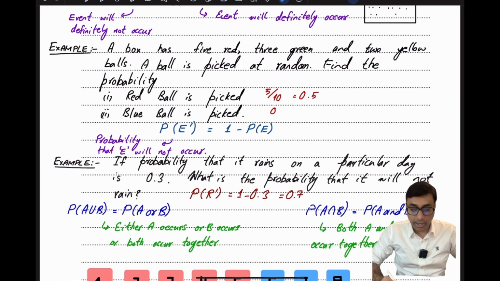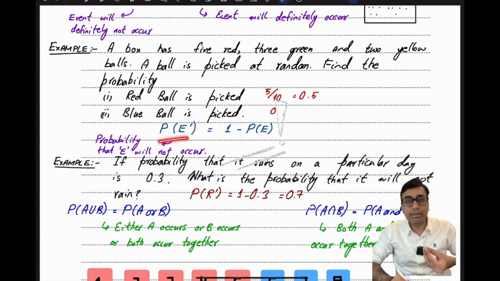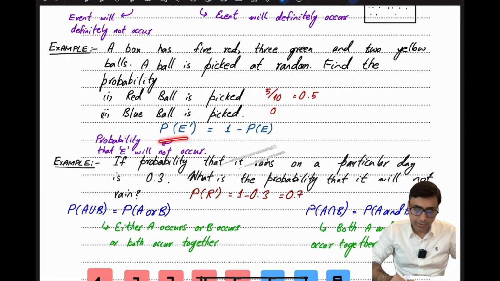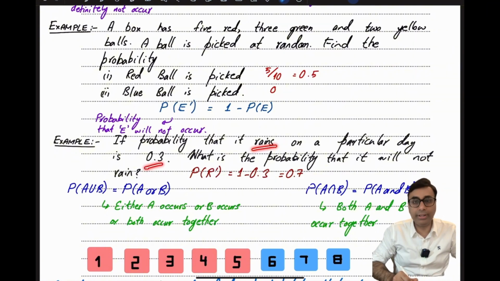The other simple formula that you need to identify is that if you want to calculate the probability of an event not occurring, you can simply subtract the probability of it occurring from 1. So if you know that the probability it's going to rain on a particular day is 0.3 and you have to find the probability that it is not going to rain, then it will be 1 minus 0.3.